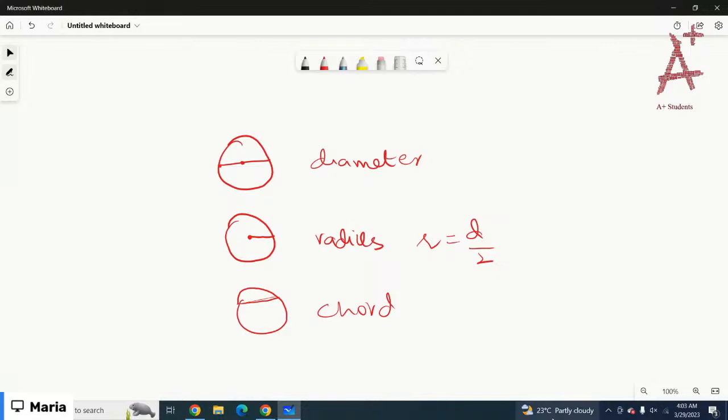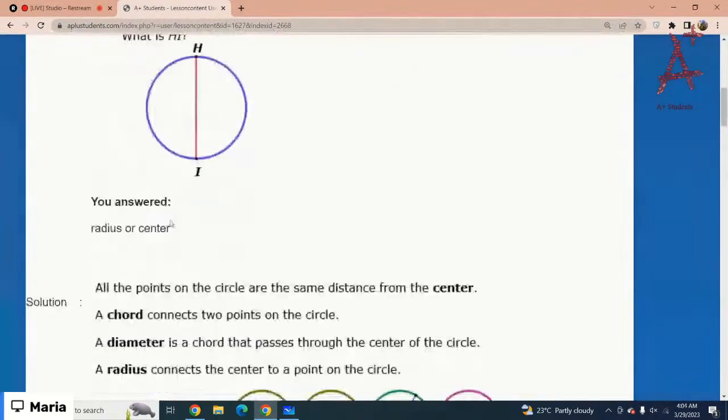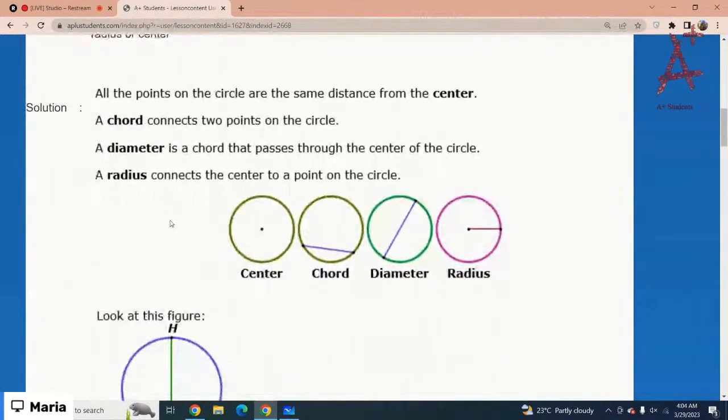So let's start with the lesson. This line is passing through the center, so that would be the diameter. Here is the explanation. All the points on the circle are the same distance from the center. A chord connects two points on the circle. So this is the chord, not passing through the center. A diameter is a chord that passes through the center of the circle. A diameter is also a chord, but it passes through the center.